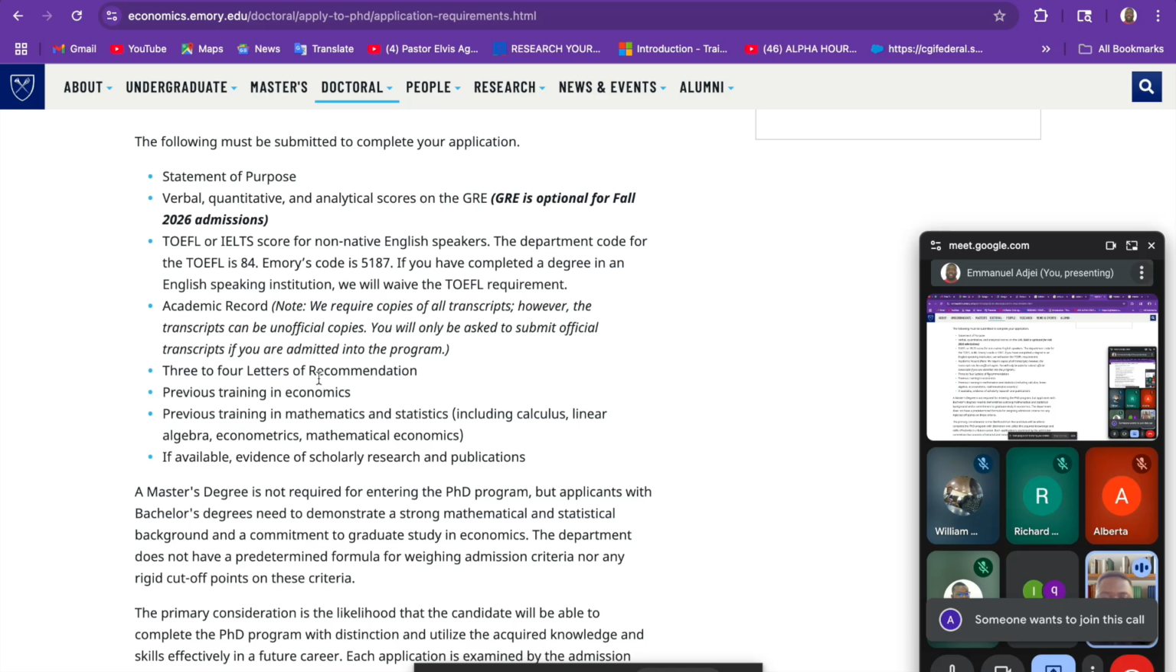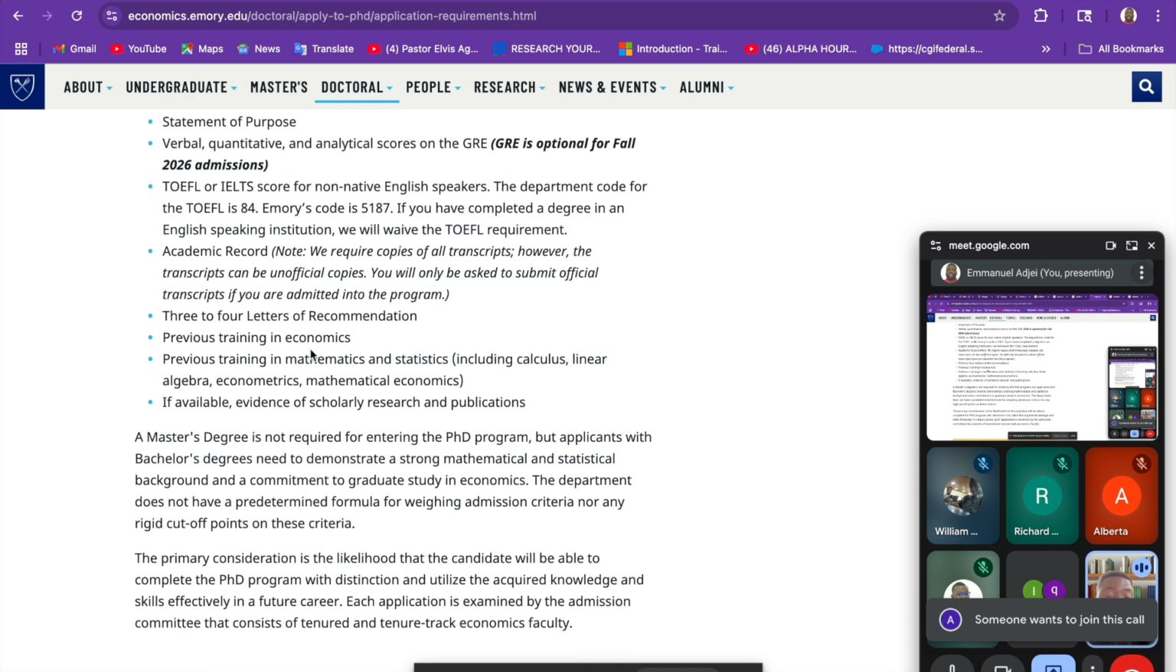Three to four letters of recommendation. Previous training in economics. So you should have some training in economics. So if you did accounting and you did some courses in economics, you qualify for that. Previous training in mathematics and statistics. So you did some quantitative methods, some statistics, you still qualify. And if available, that simply means you are not required. Evidence of scholarly research or publications, you are not required.